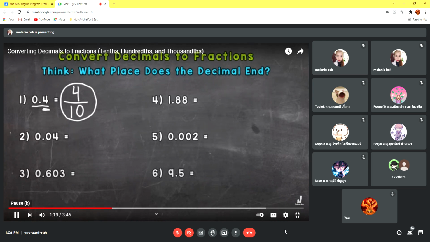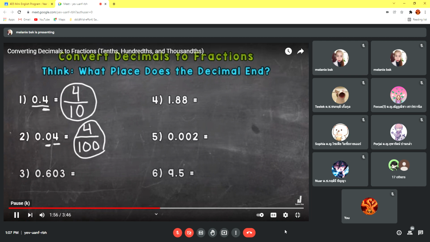Number 2 is similar to number 1, but not the same value. It's going to have a different denominator because again, what place does that decimal end? It ends in the hundredths now because we have that placeholder 0 that pushes the 4 to the hundredths. So our denominator is 100. Our numerator is still 4 because we only have a 4 to the right of the decimal. So 4 hundredths as a fraction.